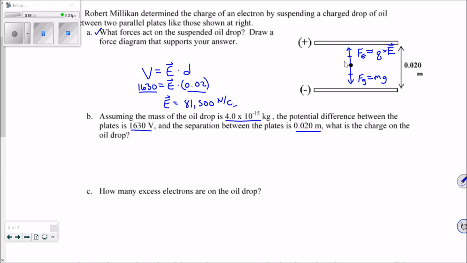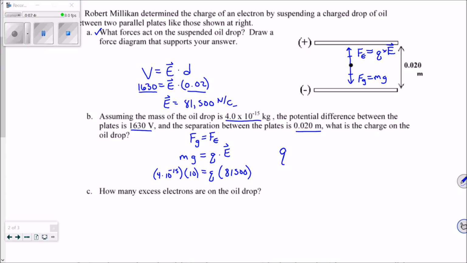So coming back to actually answer part B, what is the charge on the drop? Well, my two forces are equal to each other. I now have 3 out of the 4 variables. M is given, G we use as 10, charge is what we are looking for, and I just calculated what my electric field is going to be. So the mass is given as 4 times 10 to the negative 15th. We're going to multiply that by 10, and that's going to equal our unknown charge multiplied by 81,500 newtons per coulomb.